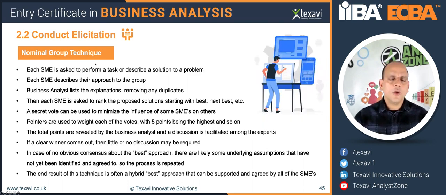And there is the nominal group technique, again one of the tried and tested approaches, where each SME is asked to perform a task. So basically here with NGT, the nominal group technique, you would ask them to do a task, and while they're doing the task, they would give you a description of how they would go about doing it, whether it is drawing a CAD diagram or a CAM diagram, or coming up with a wireframe, or a plan for something, or giving an estimate. So they're trying to come up with that.